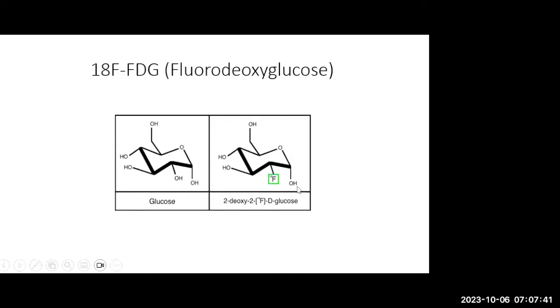And also very important, this F18 that is replacing the hydroxyl group in the C2 position is going to be the one responsible for this FDG getting trapped inside the cell, as I will explain, which is mainly the beauty of this type of imaging. The phosphorylated FDG gets trapped inside the cell because this F18 FDG is not a substrate for glucose 6-phosphatase.